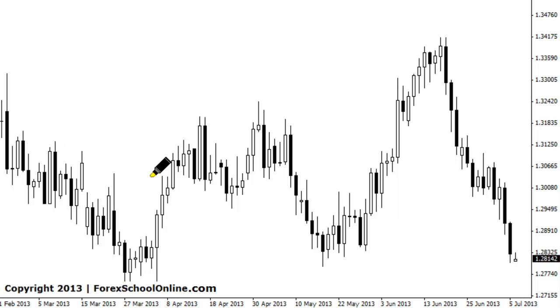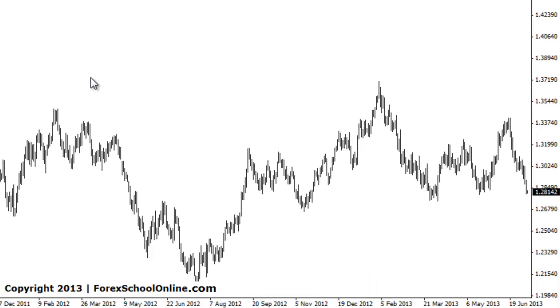You need to be getting on the next move. You need to be getting on the next swing. The reason you don't want to be getting on the long-term trend is because it's a waste of time. Let me explain. What people often do is they zoom their charts out like this, and they look for the long-term trend, for example, like this.